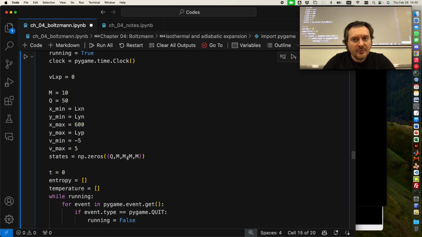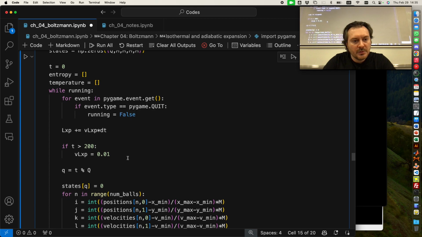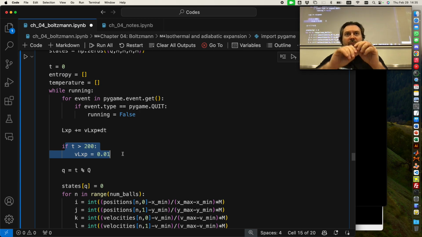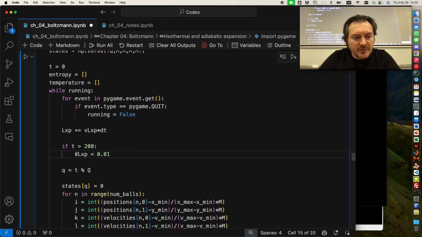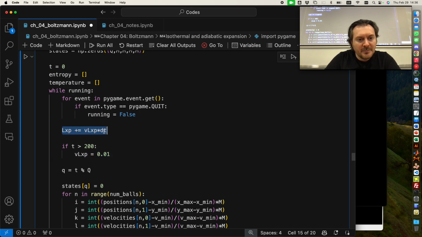I have the same stuff here, the same entropy calculations and whatnot. Only after T is greater than 200, so after some thermalization, I start having this velocity, VLXP, meaning that velocity of the right wall is 0.01. And you can see that LXP increases by VLXP times dt. Does it make sense?